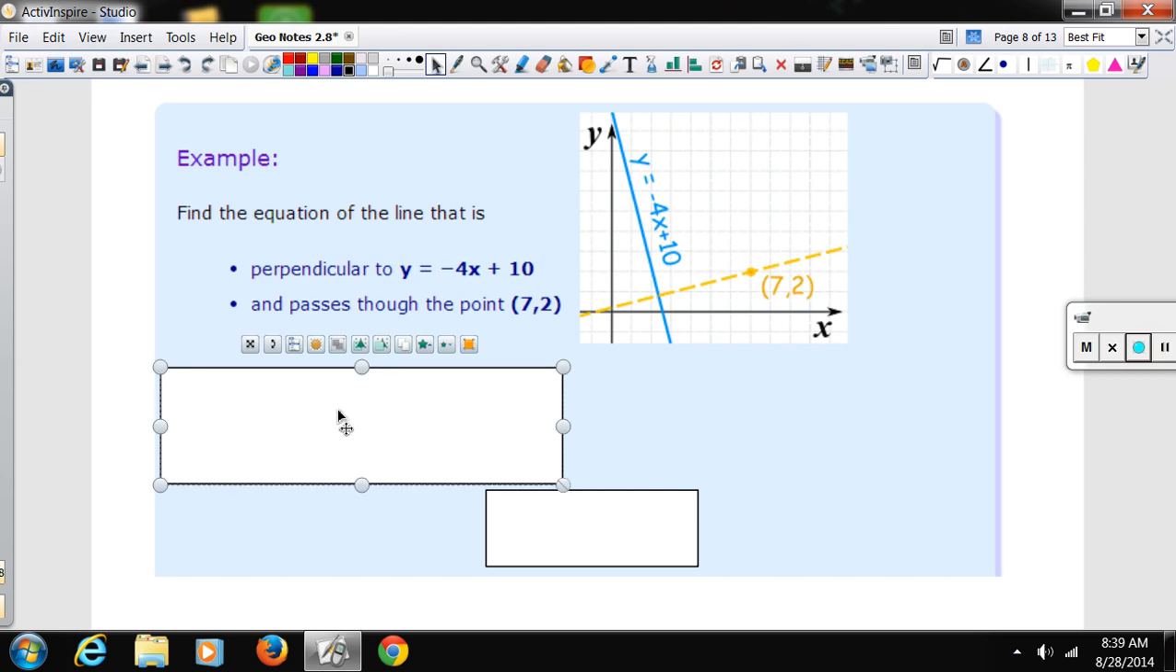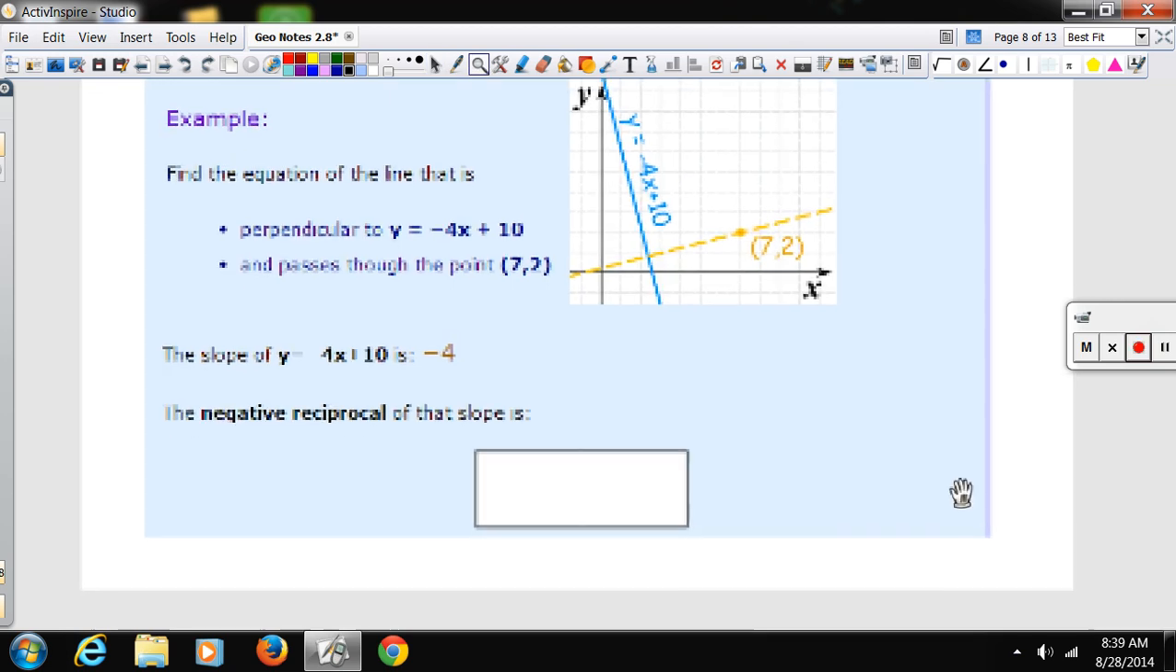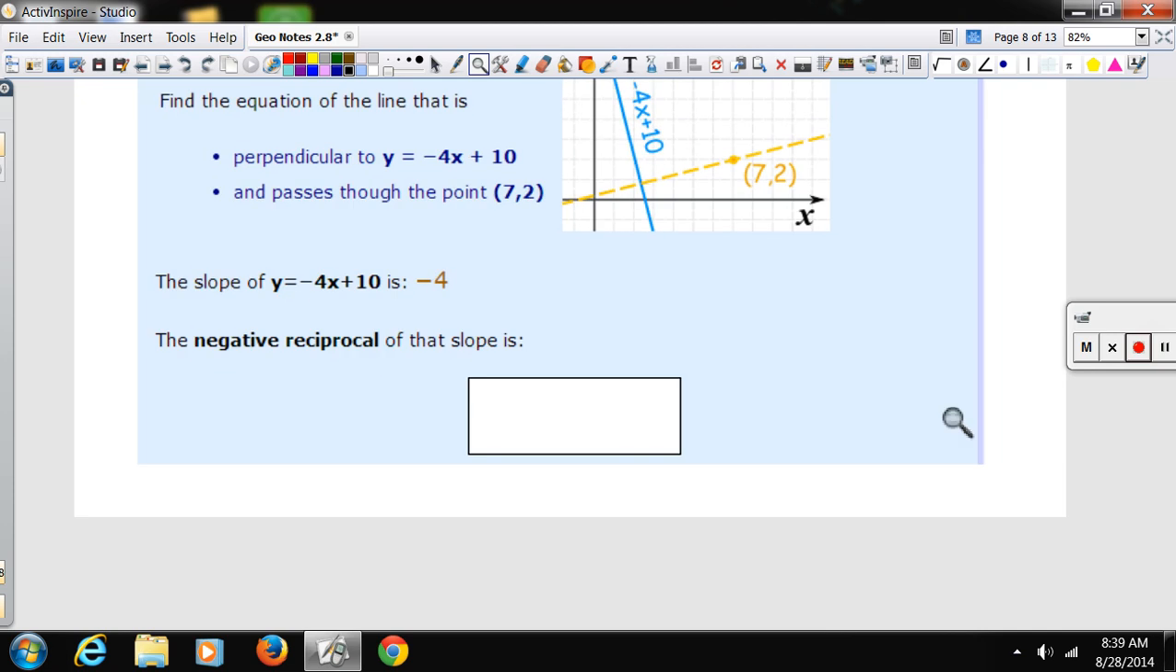So let's see what we do first. We need to find the slope of your line. The line that you have has a slope of -4. So that's your first step: find the slope of the one they gave you. Here the slope is -4 because it's -4x. Whatever is next to x is your slope, -4.